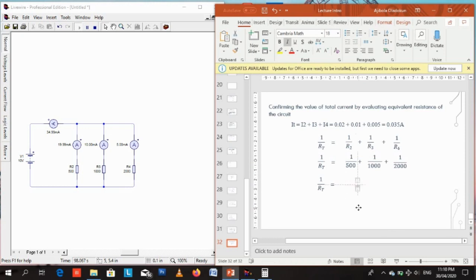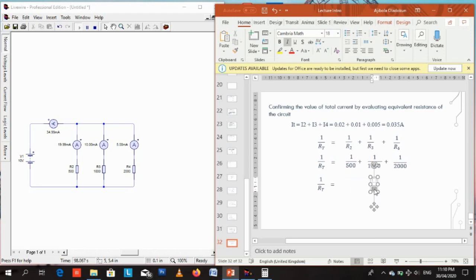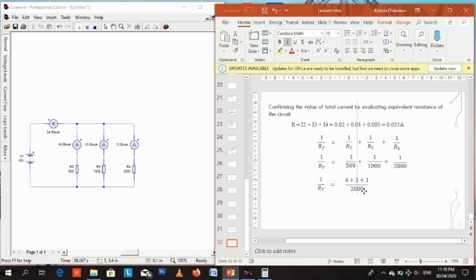So let's go. The LCM of 500, 1000 and 2000 is actually 2000. 2000 is the LCM of all three. So 500 can go into 2000 4 times. Multiply by the one on top, that's 4. 1000 can go into 2000 twice, multiply by the numerator 1, that's 2. And 2000 can go into 2000 just once. Multiply by 1, that is the 1. So this is secondary school mathematics, really. You should not struggle with this.